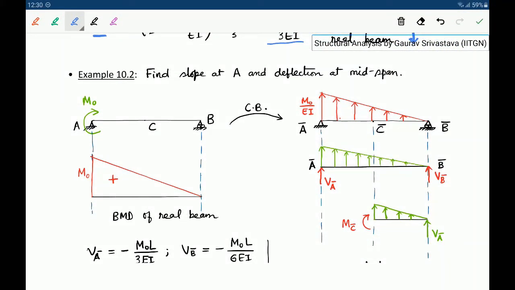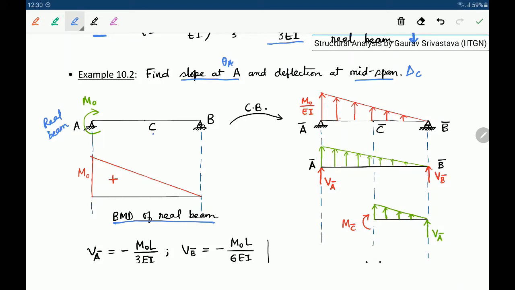Now let's say there is a simply supported beam AB which is given, and the objective is to find the slope at A, so we want to find theta A, and the deflection at midspan, and midspan we are calling C, so we want to find delta C. Now for the real beam, the bending moment diagram comes out like this. So there is an end applied moment.